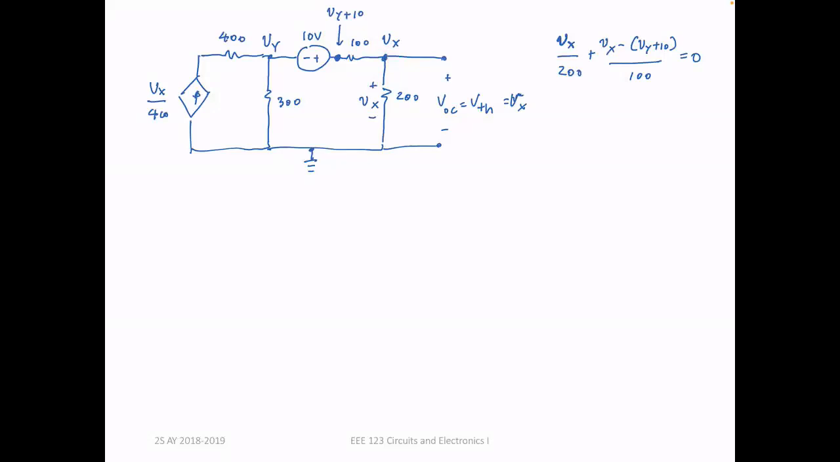Okay, question. Pwede ba ako mag-KCL dito? Can I hear an answer? Pwede po, sir. Wala ka ba nakikita ng problema pag nag-KCL ako dyan? Sir, floating voltage source.